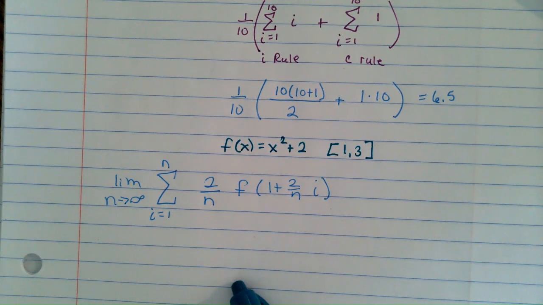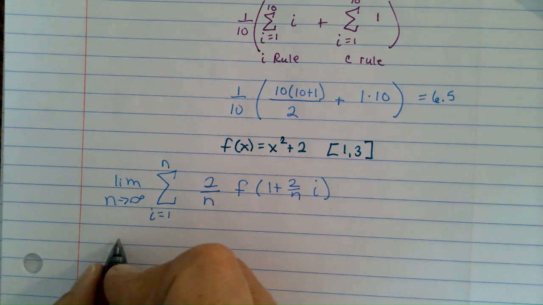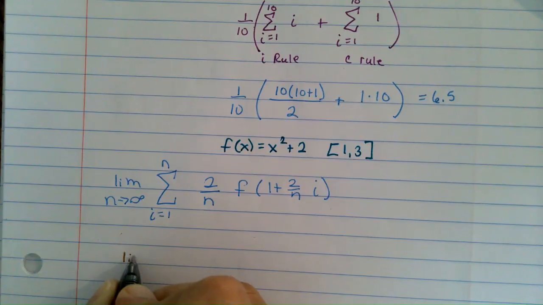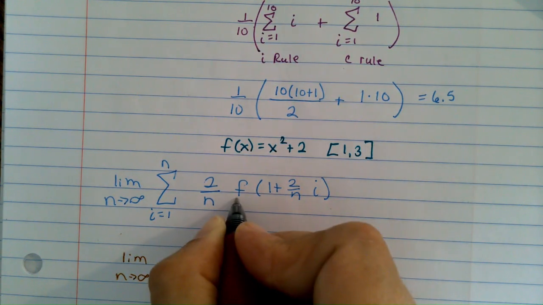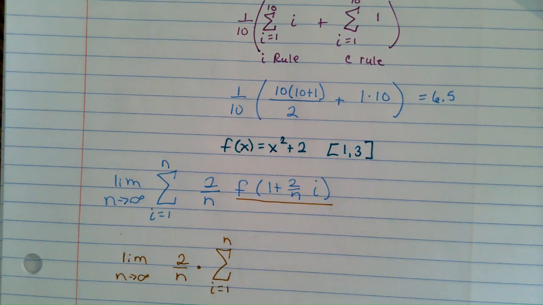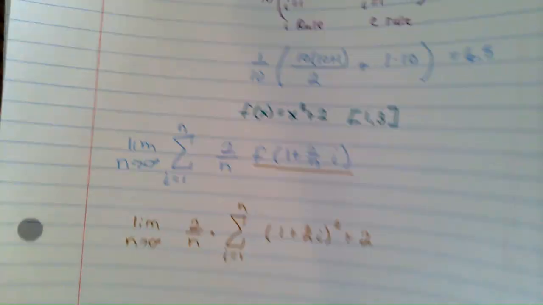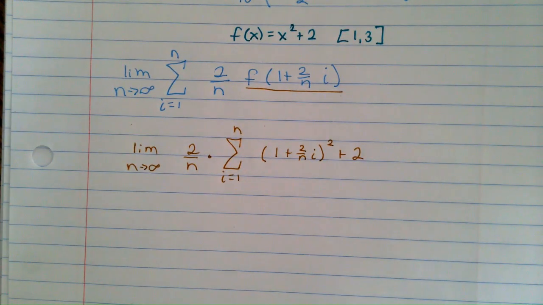So the 2 over n is a multiplier, and we can factor that out. The limit as n approaches infinity of 2 over n multiplied by the sum from i equals 1 to n, and now we need to find our f of x. So this would be 1 plus 2 over n i, squared, plus 2. Before we can do the summation rules, we have to do a little bit of algebra. Not a big deal.